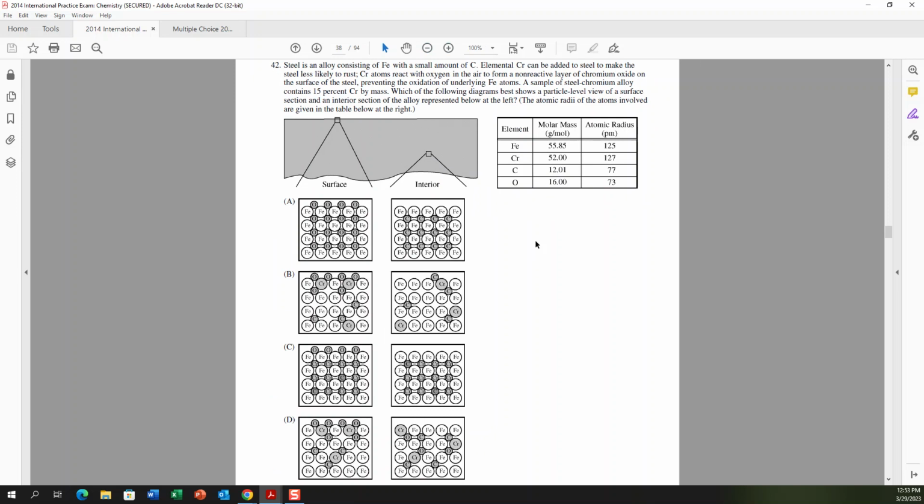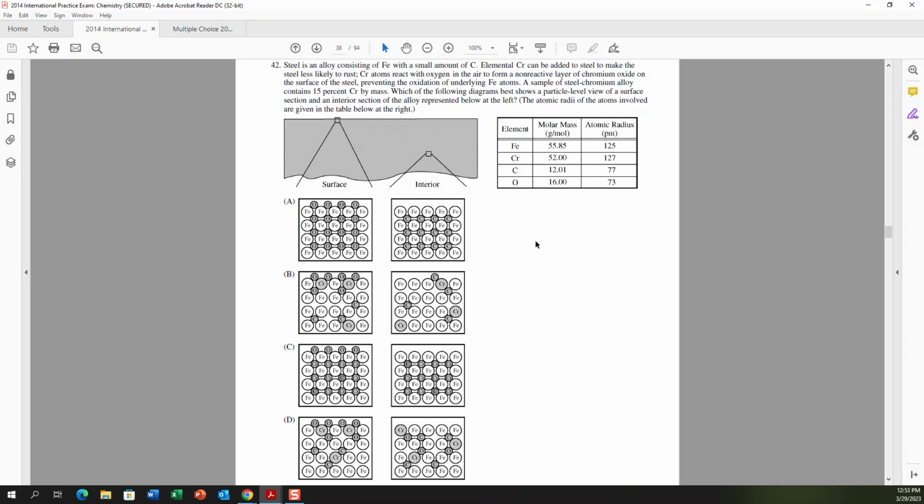We left off, we were on question 42. And this is one question. It's asking what is this alloy going to look like? And we have an alloy, and it's got iron and carbon. So remember, iron and carbon is interstitial, because carbon is much smaller than iron. But it's got elemental chromium added to the steel to make steel less likely to rust.